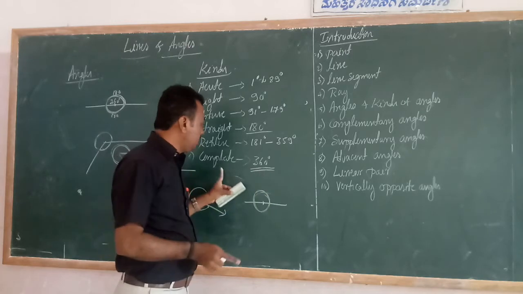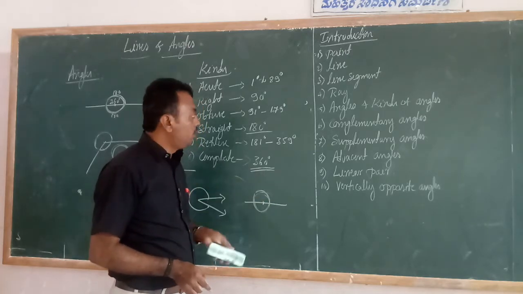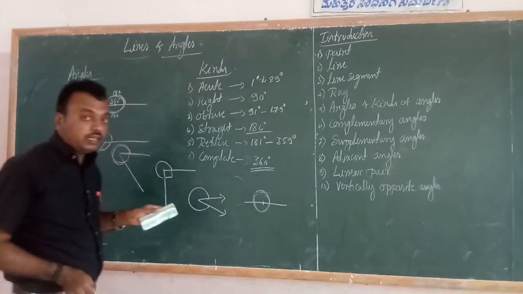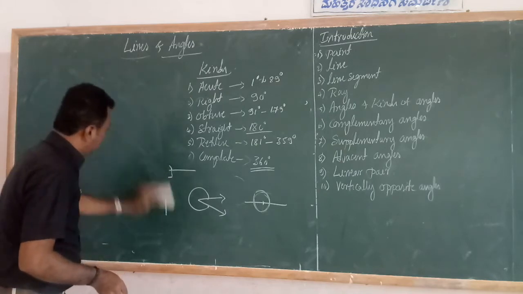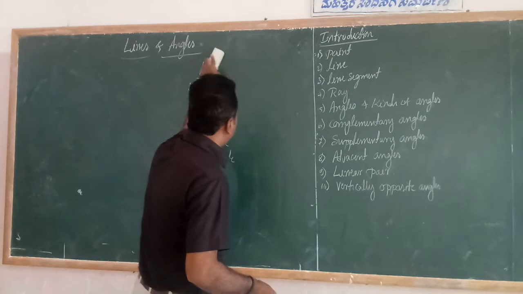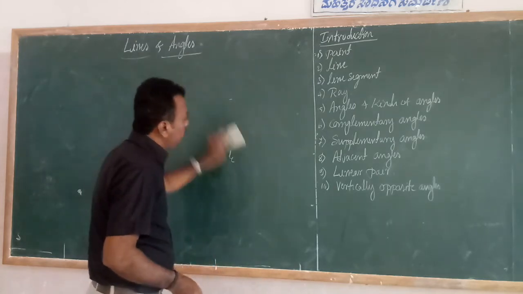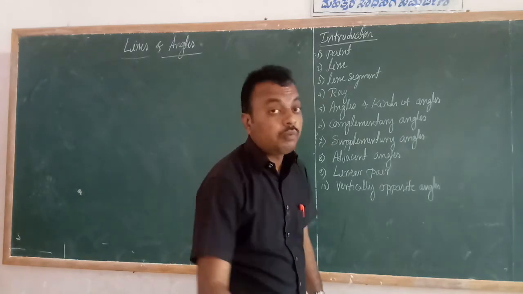Okay, complete angle is the angle measuring 360 degree. This is called as complete angle. Do you understand the kinds of angles? Yes. Next concept, friends, complementary angles. What do you mean by complementary angles and supplementary angles? What are the complementary angles?